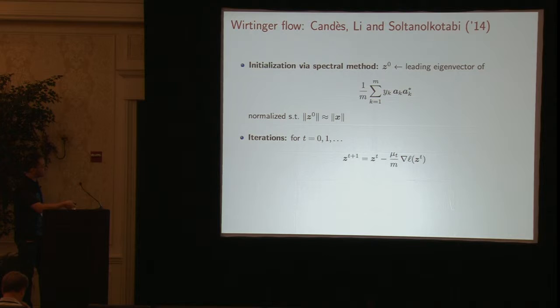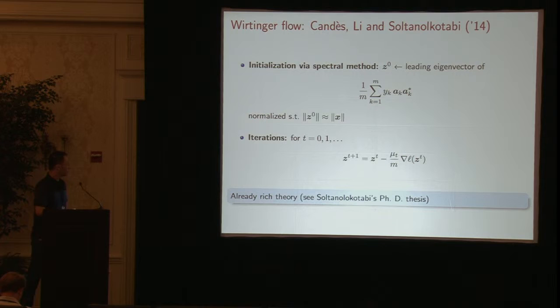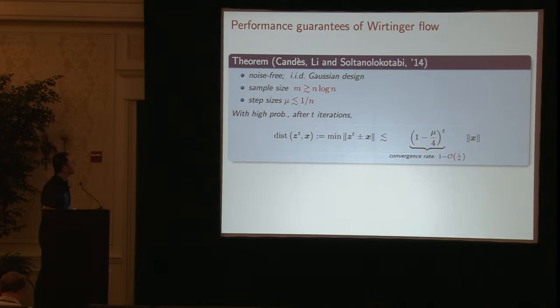Basically, the nabla L here represents the Wirtinger gradient with respect to z for this function. For those of you who don't know what this Wirtinger gradient is, you can just think of it as a generalization of the gradient. In the real case, this is exactly equal to the gradient. Okay, so there has already been a lot of theory developed for this algorithm. Let me summarize the most interesting part.